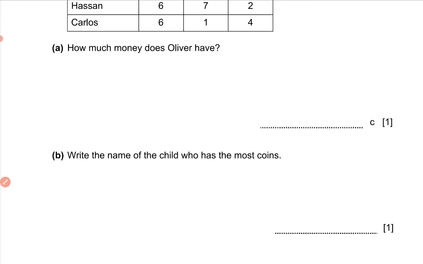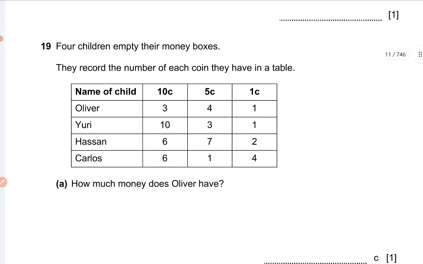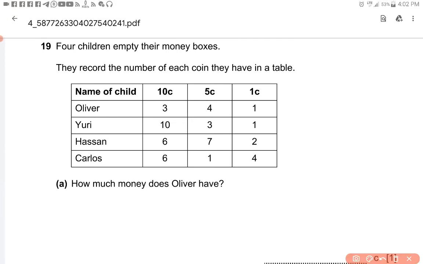Write the name of the child who has the most coins. Most coins. Here 3, 4, 5, 3, 4 and 1, here 8. Here 10 plus 3 plus 1, 14. Here 6 plus 7, 13 and 2, 15. And here 6 plus 1, 7, 7 plus 4, 11. So this one is greater, so you write the name Hassan.